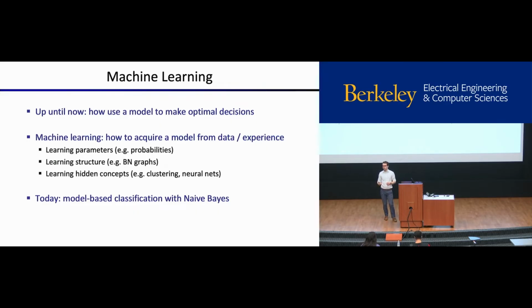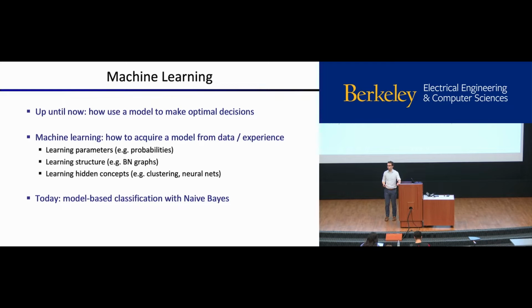These could be parameters like probabilities in a Bayes net. Or it could be the structure of that Bayes net. Or it could be learning some hidden concepts, like finding clusters of similar looking data or experiences. Maybe it's learning neural networks. All of these different types of things are about learning a model from experiences or data in the world.